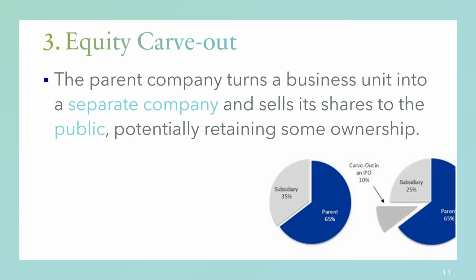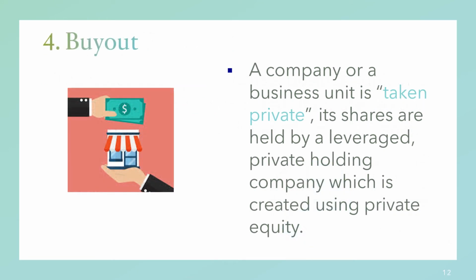How different is an equity carve-out as compared to spin-off? Well, equity carve-out is similar to spin-off, except that shares in the new company are not given to existing shareholders, but are sold in a public offering. In a buyout, a company or a business unit is taken private. Its shares are held by a leveraged private holding company which is created using private equity. We are going to learn more about the different types of buyout in the next few slides.